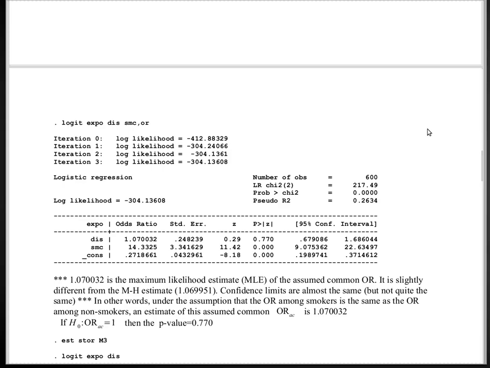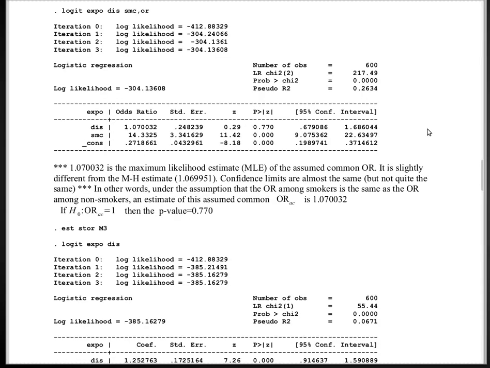Okay. So, in other words, we can then test a null hypothesis that the assumed common odds ratio is equal to 1. That we saw before was given to us by the Mantel-Haenszel test in the stratified analysis. And we get a p-value of 0.770. There it is. Okay.